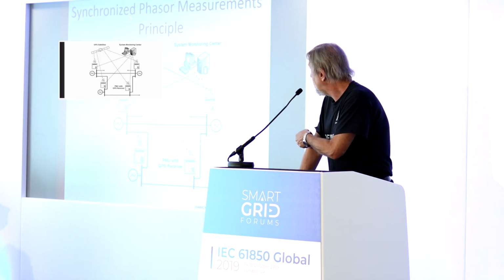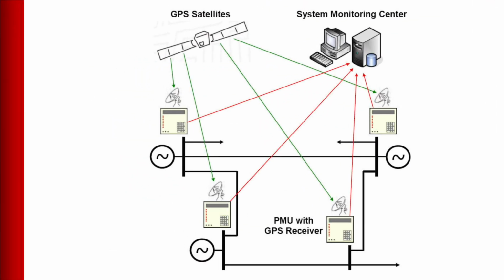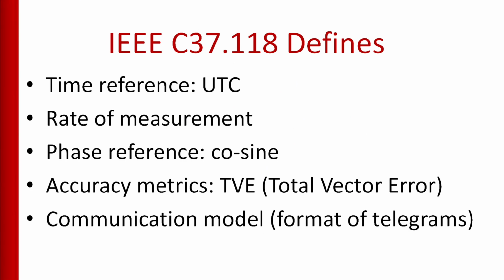So this is the whole idea. You have GPS synchronized devices that are using time as a common reference to see the relationship of the phasors at different points in the electric power system, and they can be used for many different applications that I was briefly mentioning. This kind of communications is defined in the IEEE 37118 standard that defines actually the time reference as UTC, the total vector error, the rate of the measurements, etc.